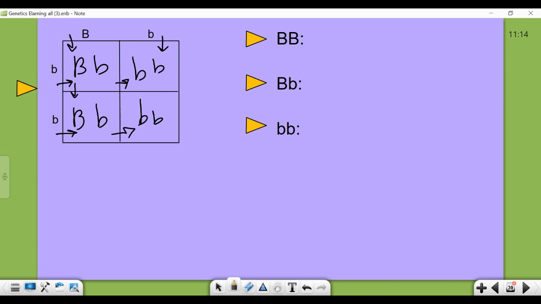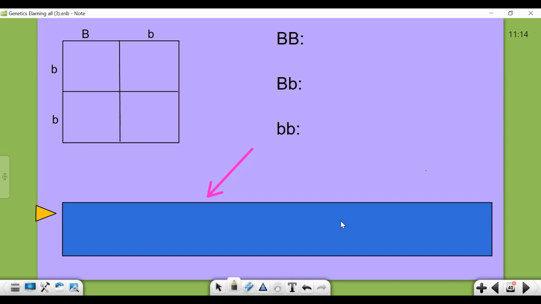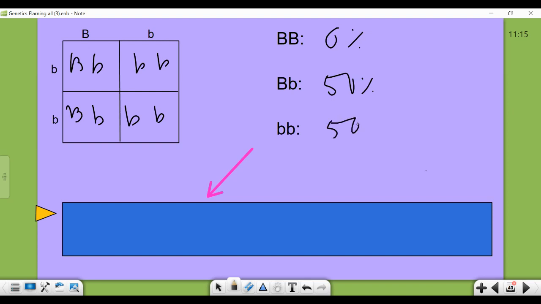Okay, so what's the probability of getting homozygous dominant? 0%, not going to happen. We have a 50% chance of getting heterozygous and a 50% chance of getting homozygous recessive. So same combination here that we just did. I'm going to fill this back out for us to follow along. Okay, so we know 0% chance, 50% chance, 50% chance. That's not always the case.